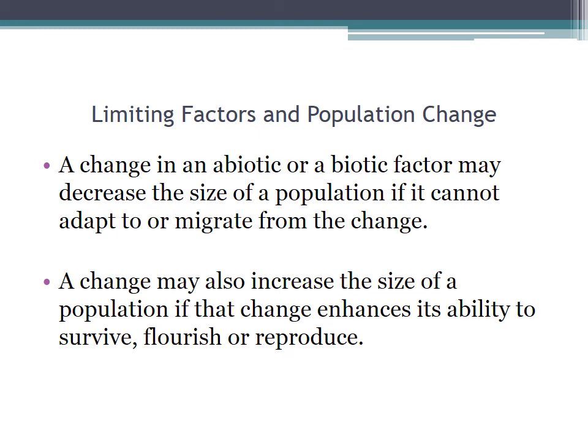So limiting factors in population change. Any change in an abiotic or a biotic factor may decrease the size of a population if it cannot adapt or migrate from the change. So if there's a big shift in either the abiotic or the biotic, let's say it's abiotic and it's water. If there's a big shift in water and all of a sudden the animals don't have anything to drink, if those animals can't adapt to living without water or they can't migrate and find more water, then the size of the population is going to go down because they're going to die because they don't have water unless they find some.